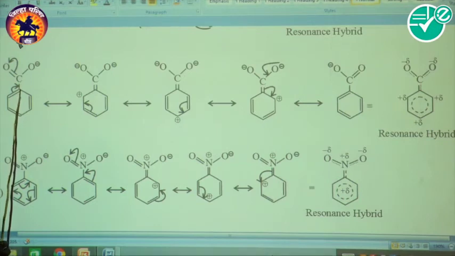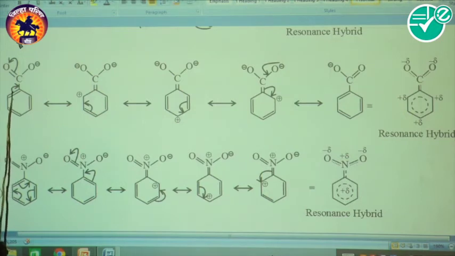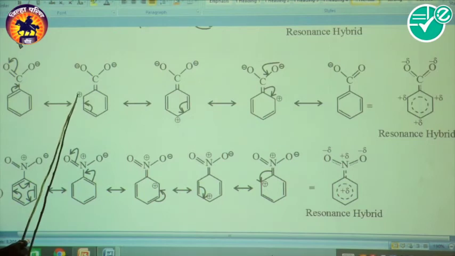Here immediately this carbon accepts the electrons from this ring. So the bond pair is converted into a lone pair, and the other bond pair is converted into a bond pair. This bond is shifted towards this one, and therefore this carbon carries a positive charge here.